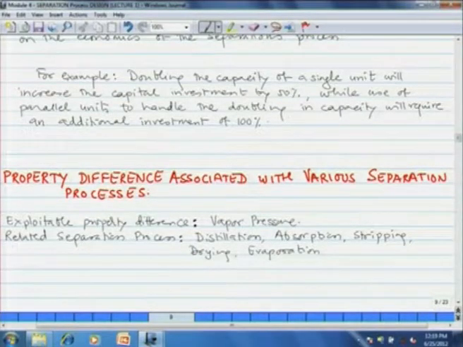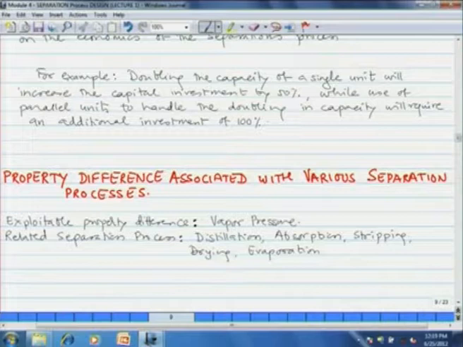But let us see, we have seen so many operations of separation. What operation is suitable under what property difference available? Now, the easiest or the most obvious property difference is the vapor pressure. Many processes are liquid phase processes. Therefore, vapor pressure of the liquid is a very handy property for design of the separation processes. The separation processes based on difference of vapor pressures of different components in the reaction mixture are distillation, absorption, stripping, drying and evaporation.